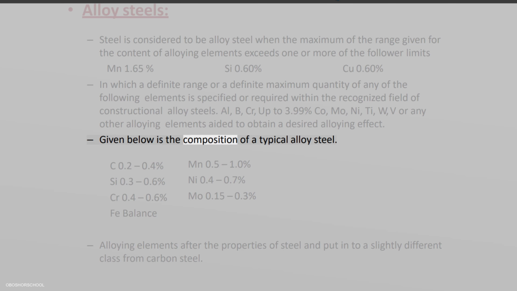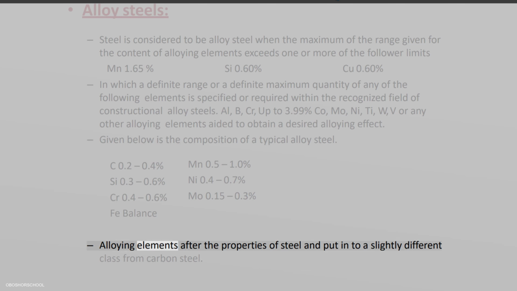Given below is the composition of a typical alloy steel. C 0.2 to 0.4%, Si 0.3 to 0.6%, Cr 0.4 to 0.6%, Fe balance. Mn 0.5 to 1%, Ni 0.4 to 0.7%, Mo 0.15 to 0.3%. Alloying elements alter the properties of steel, and put it into a slightly different class from carbon steel.